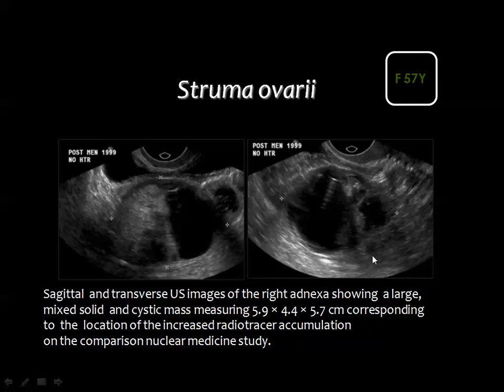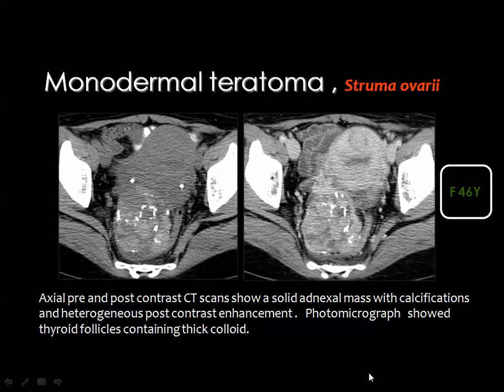This is an ultrasound examination of the right ovary, showing a mass in the ovary which is partly cystic and partly solid. And this lesion was discovered by an isotopic study for the thyroid gland, and it was proved to represent a stroma ovarii. And sometimes this monodermal teratoma or the stroma ovarii may appear, as you see here, almost similar to the thyroid goiter. But these lesions do not usually cause thyroid toxicosis.